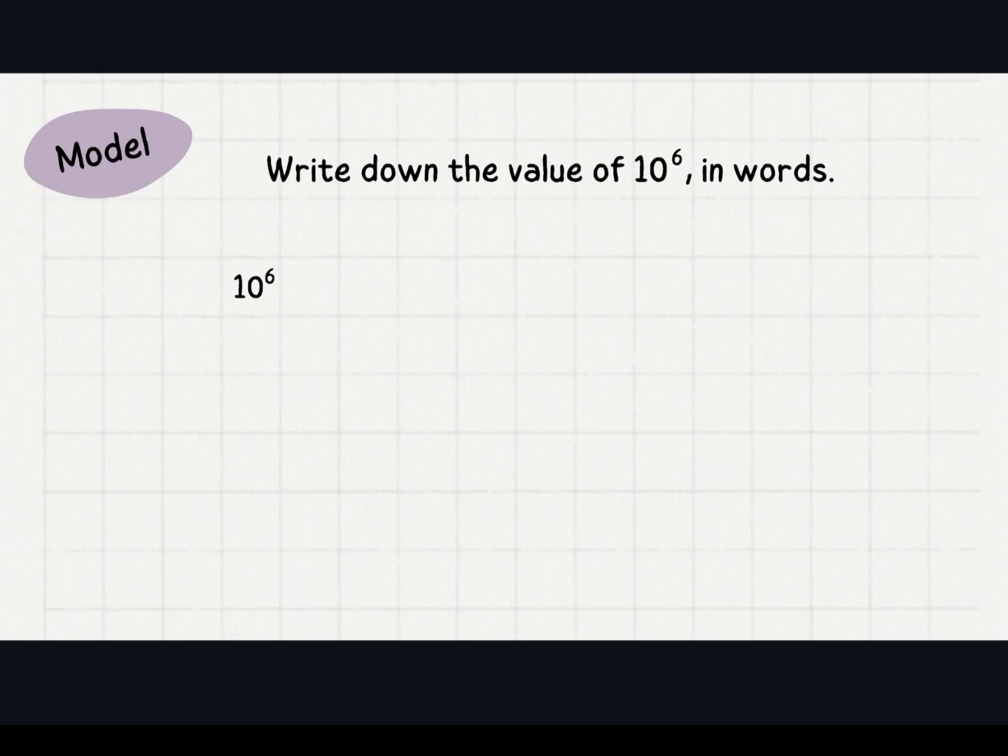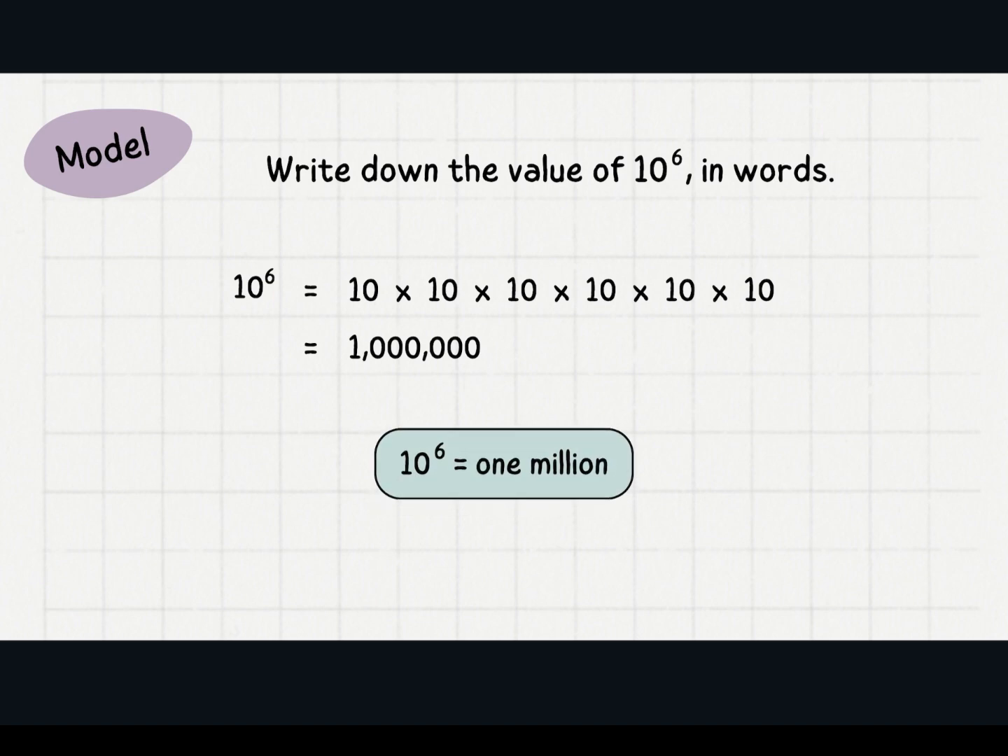So now we're going to do 10 to the power of 6, and we're going to write our answer in words. Well, 10 to the power of 6 is 6 tens all times together. That actually gives us 1 million. Now, if you're beady-eyed, you might have noticed that the number we have in our power is actually the number of zeros behind the 1 in our number.